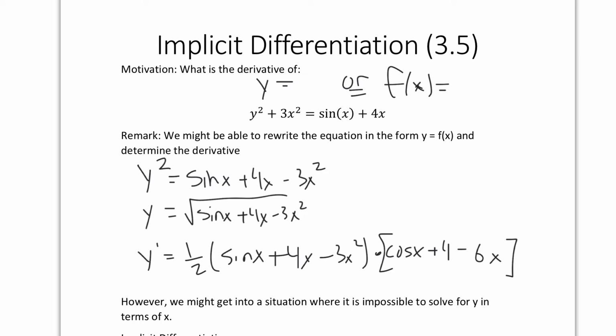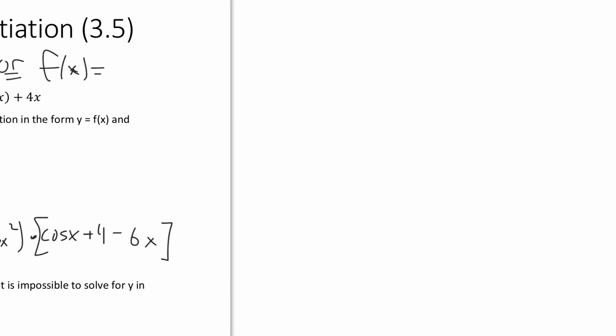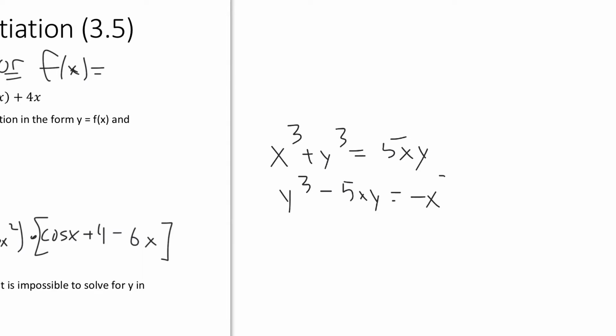But there are going to be situations where this actually isn't possible, where we have something so complicated that y can't be isolated. For example, what if we had something like this? What if we had x cubed plus y cubed equals 5xy? Well, in this case, maybe you want to move the y to one side. So you get y cubed minus 5xy equals negative x cubed.